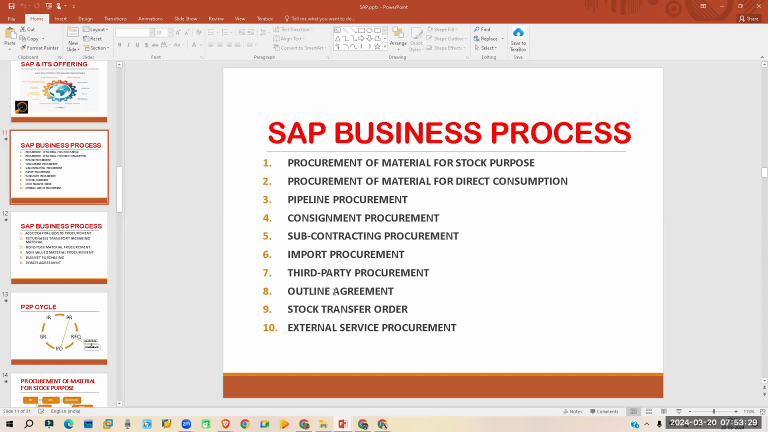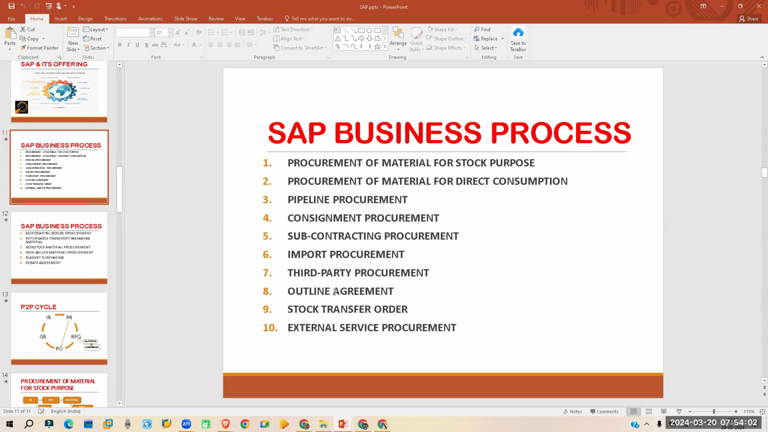Blue Star company is providing a service for their equipment. So whenever you need to service those Blue Star ACs, you have to contact the Blue Star company, and their service engineers will come and service the ACs. This is called external service procurement. When you buy service outside of your company, that is called external service procurement.